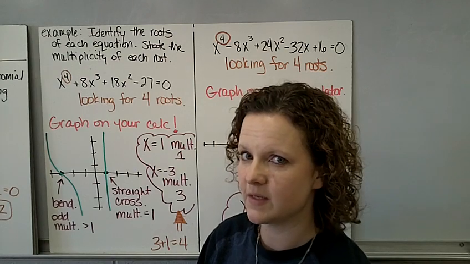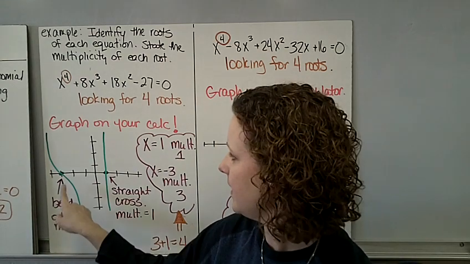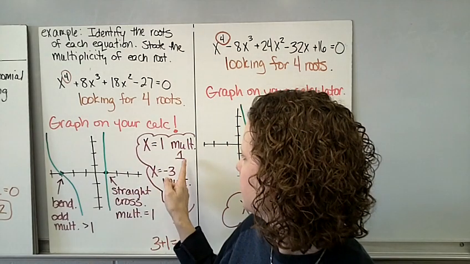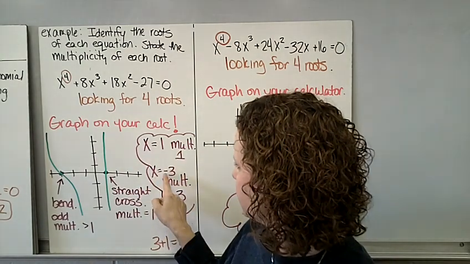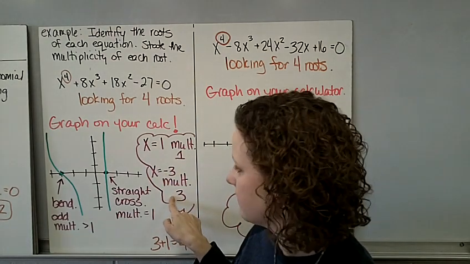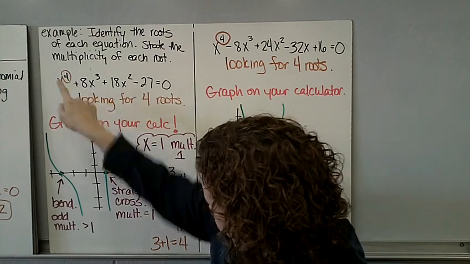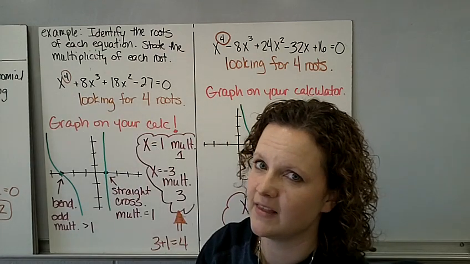So a straight line is always going to be a multiplicity of 1. A bend is an odd multiplicity. So I have x equals 1 with a multiplicity of 1, and x equals negative 3 with an odd multiplicity greater than 1. 3 plus 1 is 4. Double check at the end.